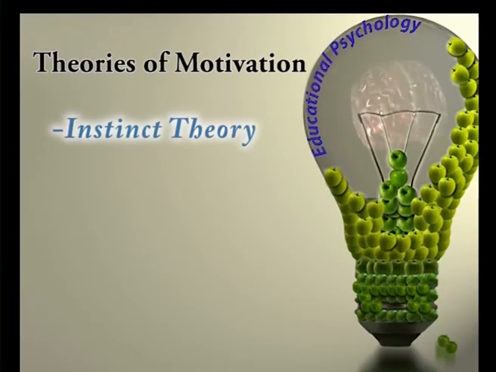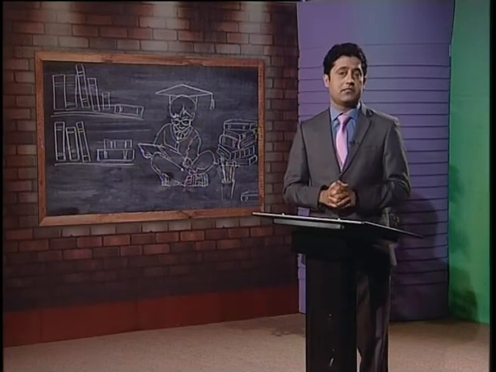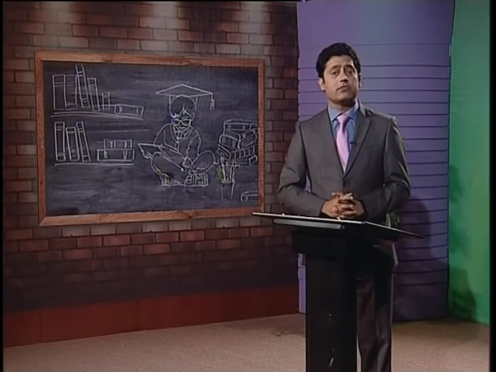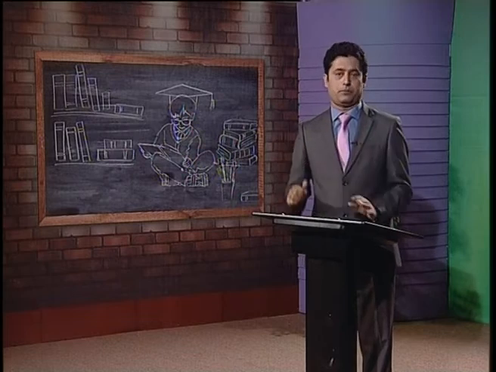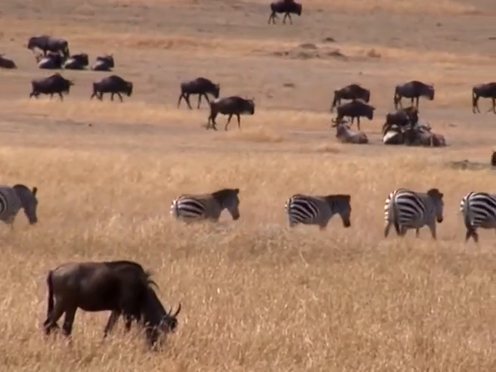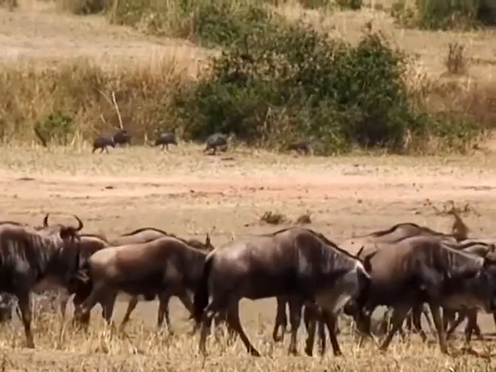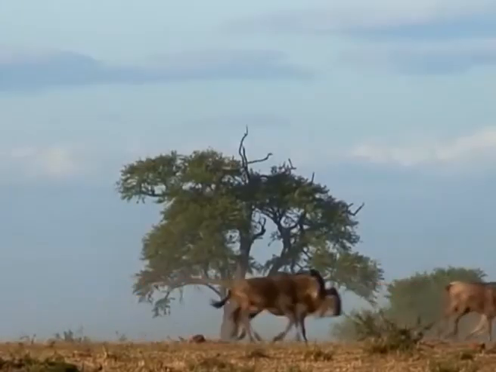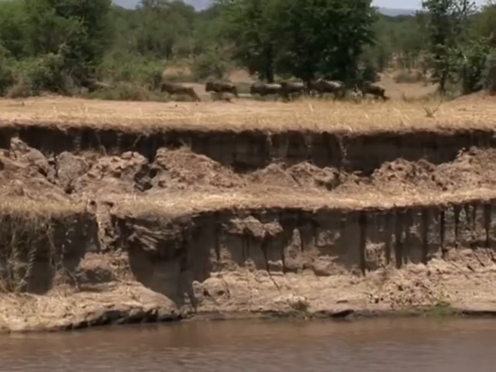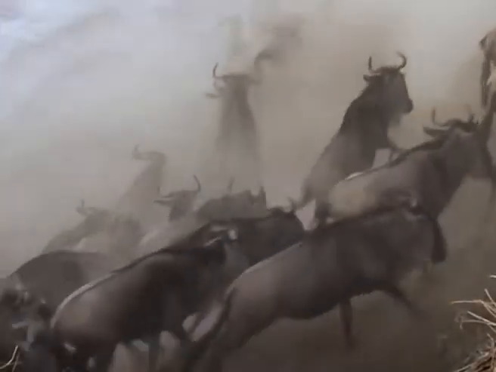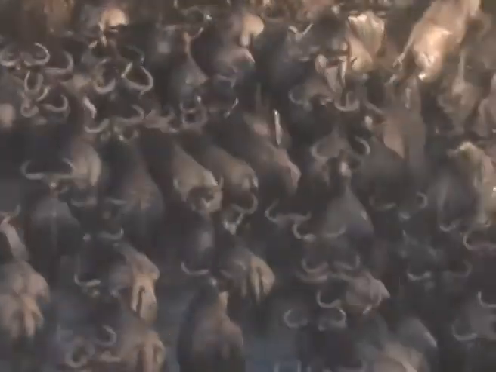According to instinct theory, people are motivated to behave in certain ways because they are evolutionarily predisposed to do so. An example of this in the animal world is seasonal migration. These animals do not learn to do this. It is instead an inborn pattern of behavior. Instincts motivate some species to migrate at certain times each year.